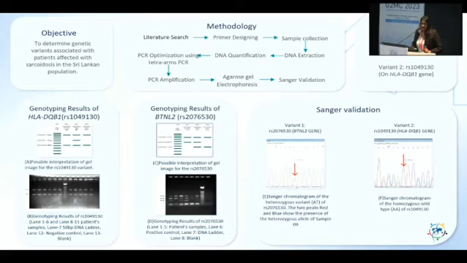After the literature search, I decided on the primers by using bioinformatic tools. While I was doing that, I collected the samples and DNA extraction was done. DNA quantification and optimization took nearly six months. Then I ran the PCR and agarose gel electrophoresis to get the results. Finally, I validated the results by Sanger sequencing. 20% of the patients had a heterozygous mutant. So my suggestion is to explore more genetic variants by using Sanger sequencing. Thank you for giving me this opportunity to present here.